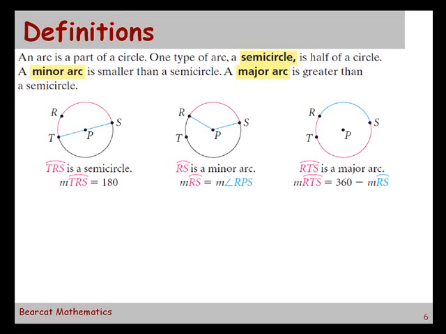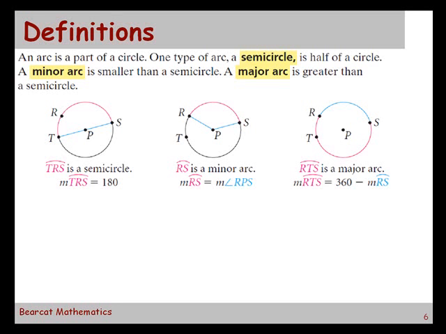Notice how we name arcs. If an arc is a semicircle, we need to use three letters so we know which semicircle we're talking about, right? Arc TRS is kind of the top half. It's not the bottom black half. So it helps to use three letters to do that. But if we're just looking at a minor arc, we only need two letters to name that minor arc.